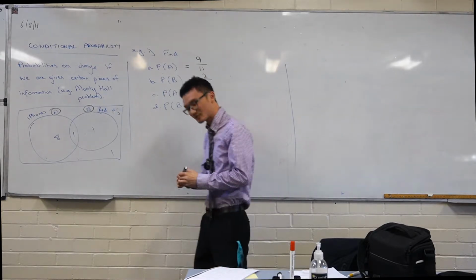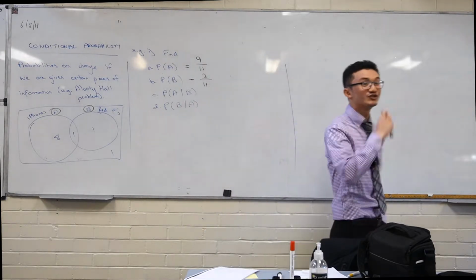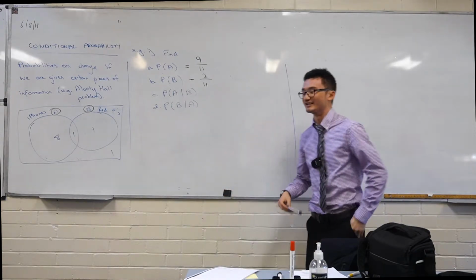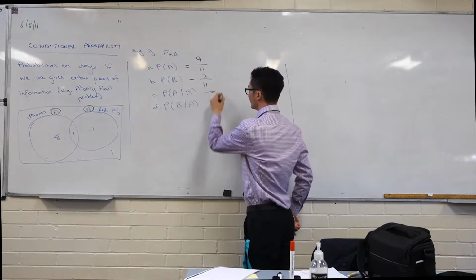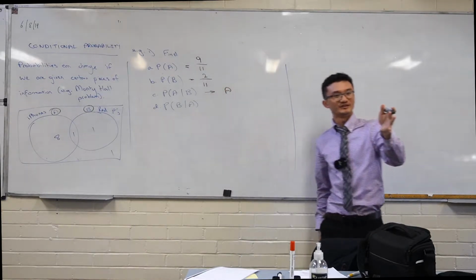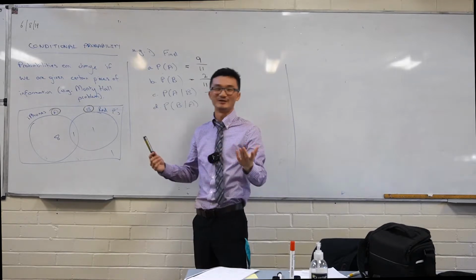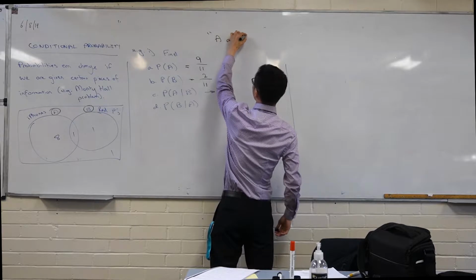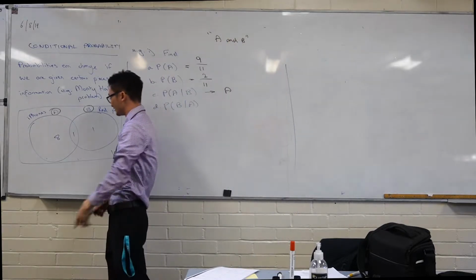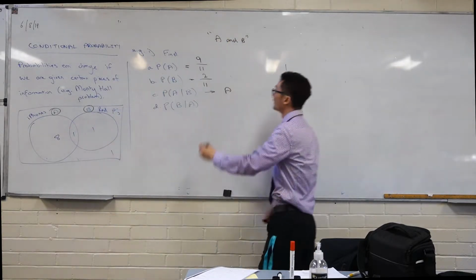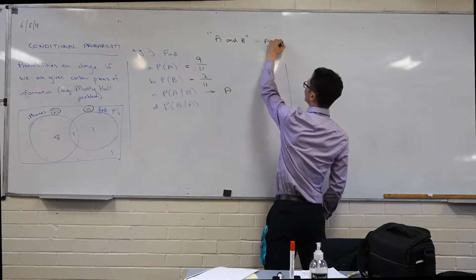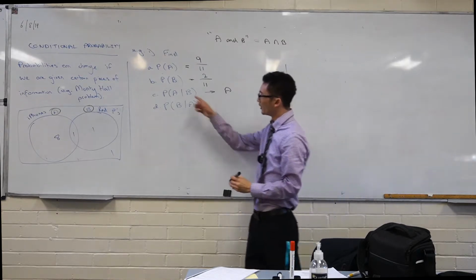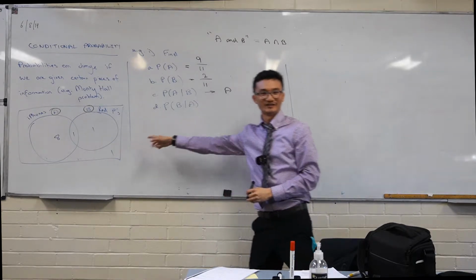Still hasn't changed. What happens now if I give you some information? And this idea of A and B with this vertical line here is saying this. Well, we've looked at A and B, haven't we? What would A and B be? What if I have A and B? That's actually this section here, right? That's the intersection. Or neither A nor B would be out there, right?